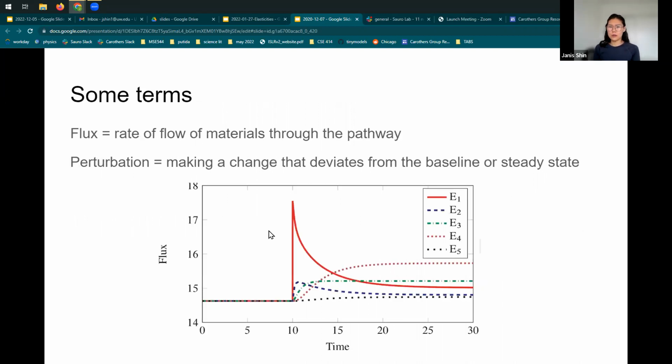Here is a graph showing how flux changes over time as these enzymes are perturbed in, I believe, a 5-step pathway. First of all, I want to make sure that everyone knows that flux is the rate of flow of materials throughout the pathway, and it has the units of amount per time, for example, milligrams per second. Flux through each reaction in a linear pathway is all the same. If you think about it, a linear pathway is kind of like a pipeline with segments in it. Since they're all connected through one pipe, the flow has to be the same from one end to the next.